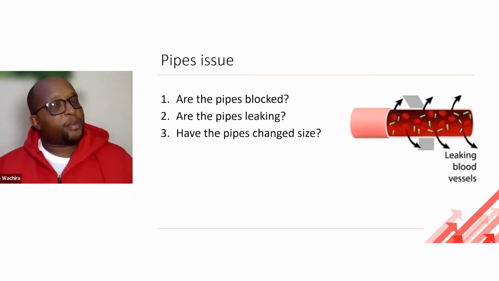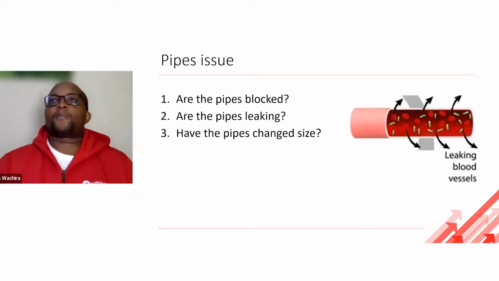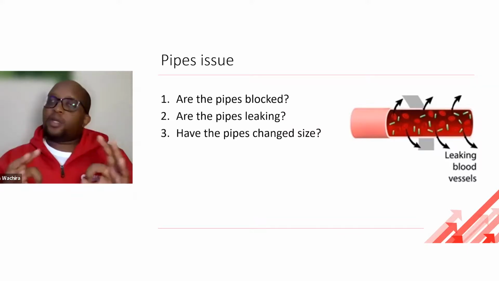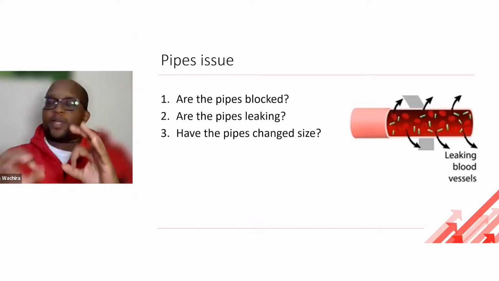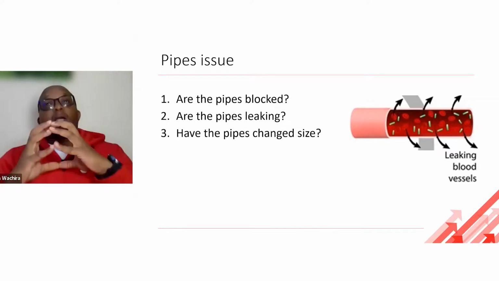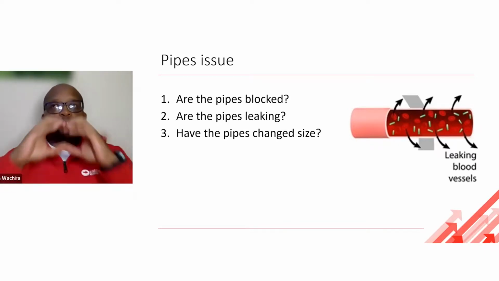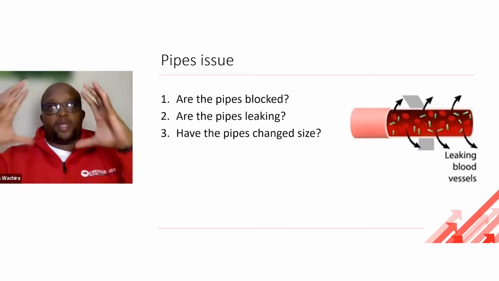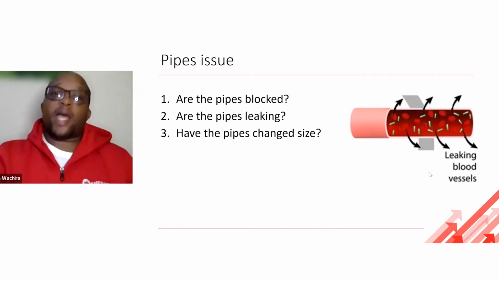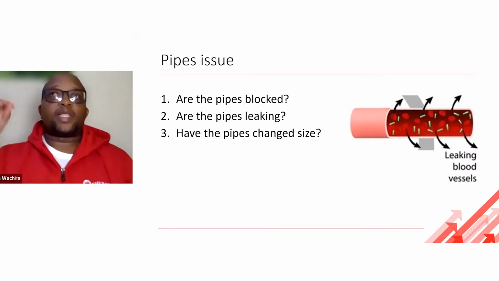Now, the other part of it about pipes is, have the pipes changed size? If your pipes were just normal and blood was flowing perfectly well, that's fine. And then for some reason, your pipes become bigger. All of a sudden, the same amount of blood which was flowing within small pipes is now flowing within a big pipe. So that becomes a problem, because then the volume has dropped.